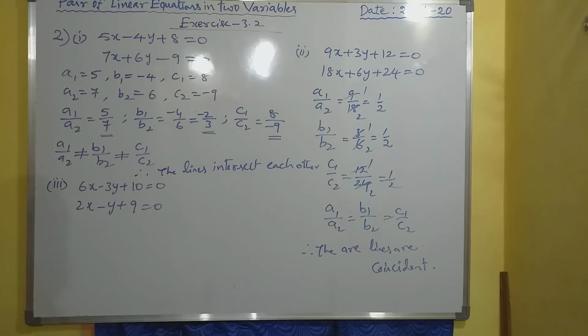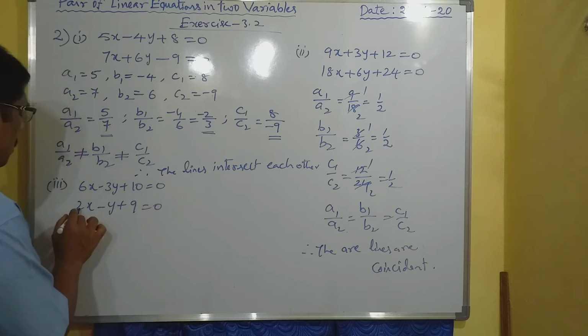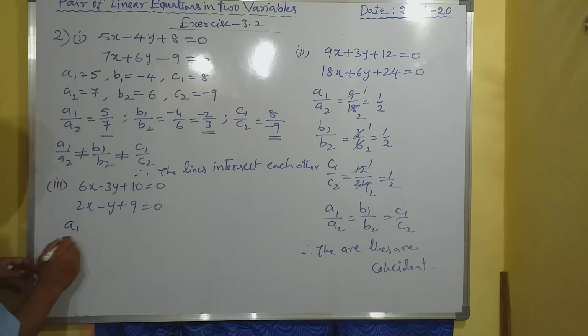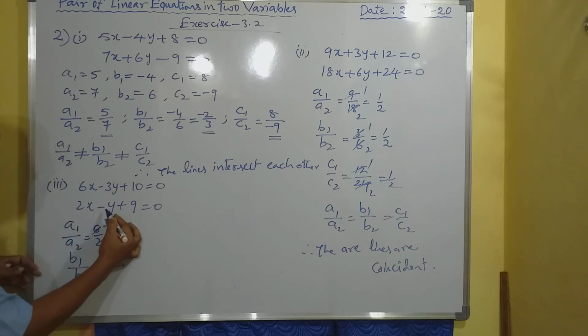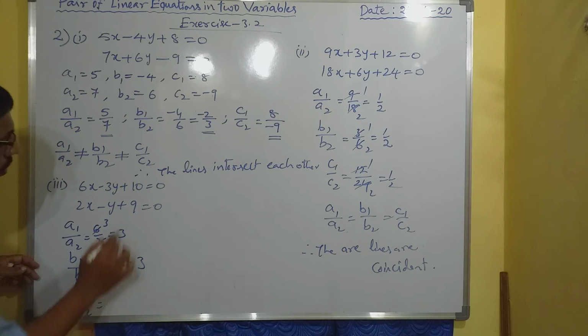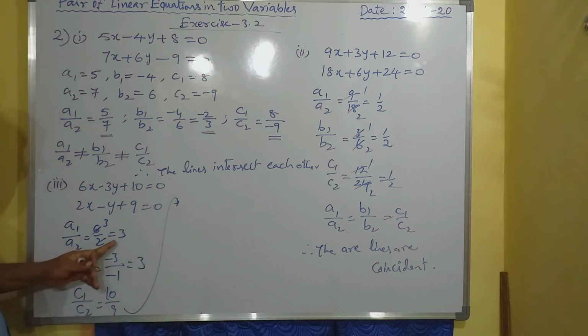Now look at the third problem. 6x minus 3y plus 10 is equal to 0 and 2x minus y plus 9 is equal to 0. Here we can write A1 by A2 is 6 by 2. 6 by 2 can be written as 3. B1 by B2 is minus 3 by minus y, which means the y coefficient is minus 1. So minus 3 by minus 1 is 3. And what is C1 by C2? 10 by 9. Here you observe A1 by A2 is 3, B1 by B2 is 3.